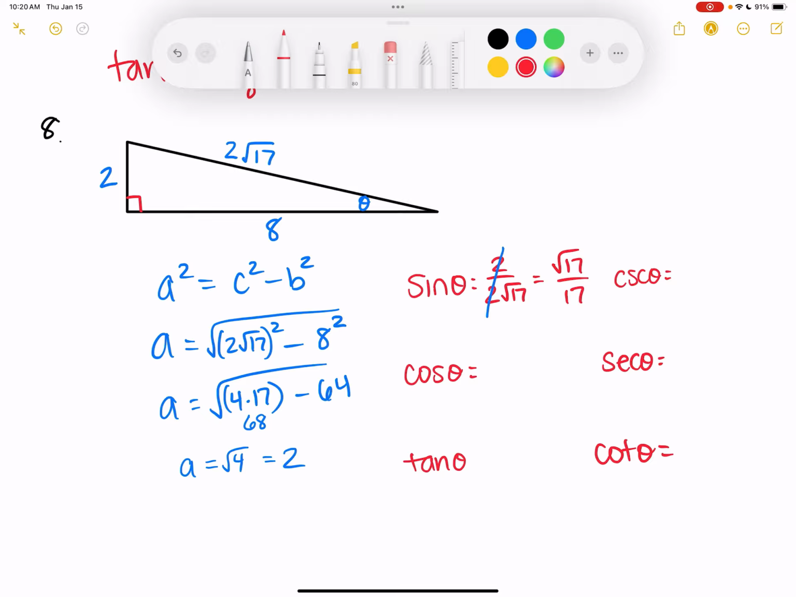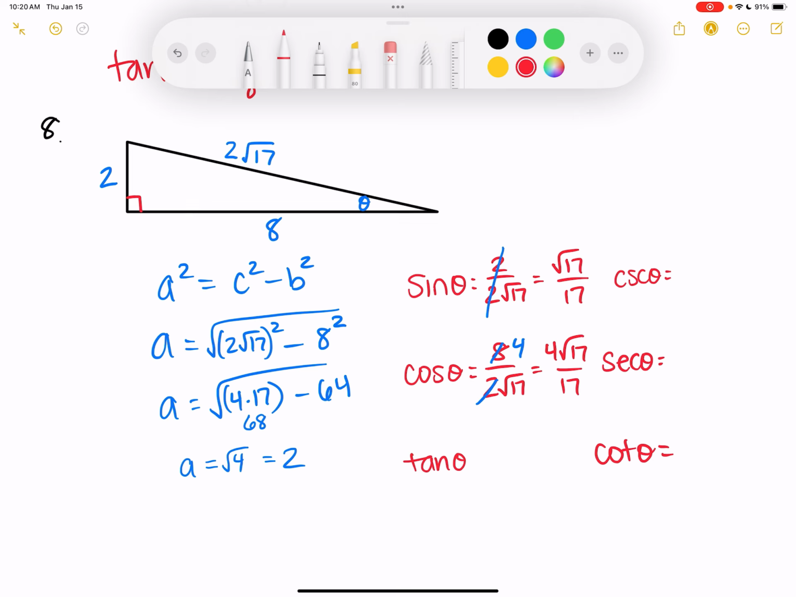Now, I don't usually show that I'm rationalizing it by showing what I'm multiplying. I just get to the answer because that should be something you can do in your head. So adjacent over hypotenuse is going to be 8 over 2 root 17, which I'm going to go ahead and reduce. So that's 4 over root 17, which is 4 root 17 over 17.